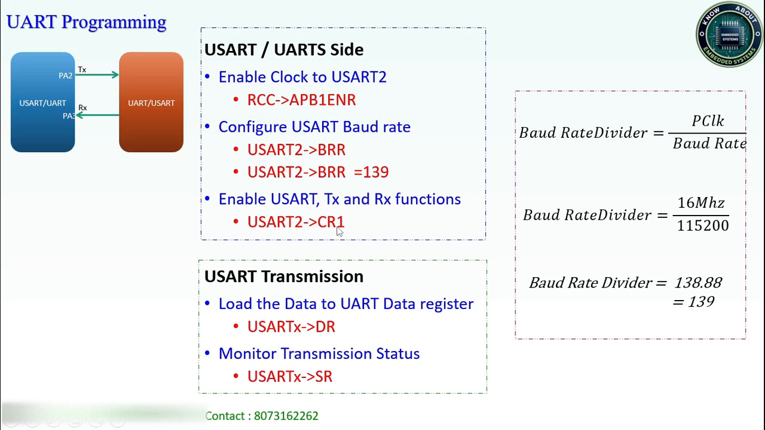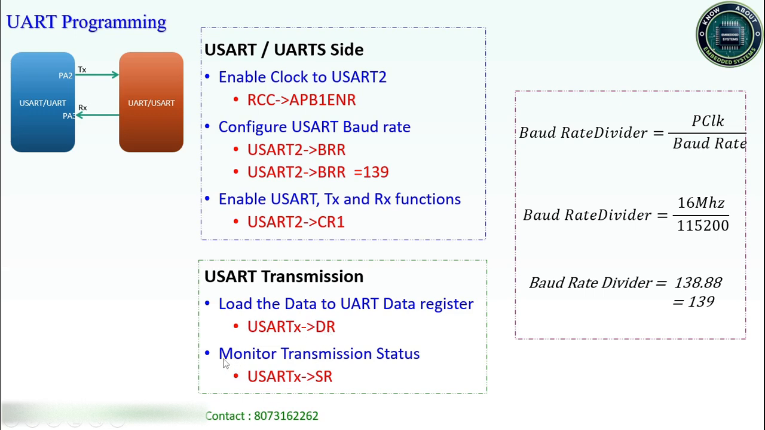In the register called CR1, these are the TX and RX function enable bits. So this is your main UART configuration. And in order to transmit data, 2 more points we have to do. If you want to transmit data, we have to load the data into the UART data register like this, USART2 DR. DR stands for data register. Whatever data you want to transmit will be loaded to DR.